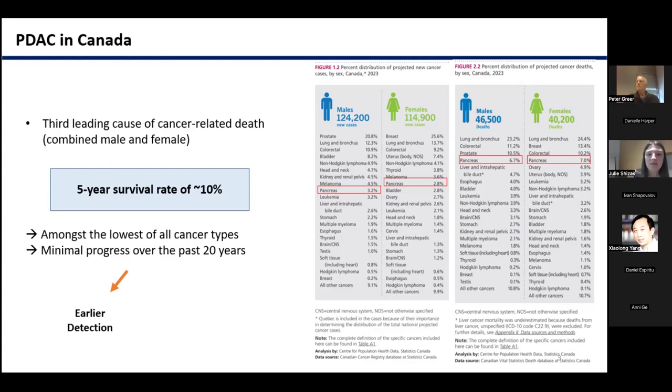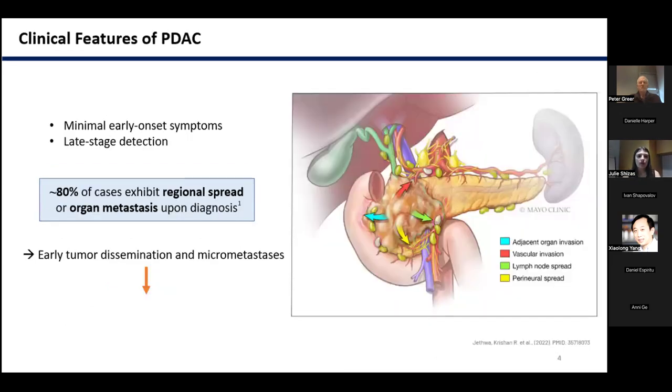But my research focuses more on identifying novel therapies to help address this aggressive cancer. So why is PDAC so lethal? It's multifactorial in nature, but one of the main factors is that it has minimal early onset symptoms. So it leads to very late stage detection. In fact, a lot of patients, once they do present with symptoms, they're already at stage 4. And 80% of the cases exhibit either regional spread or organ metastases upon diagnosis.